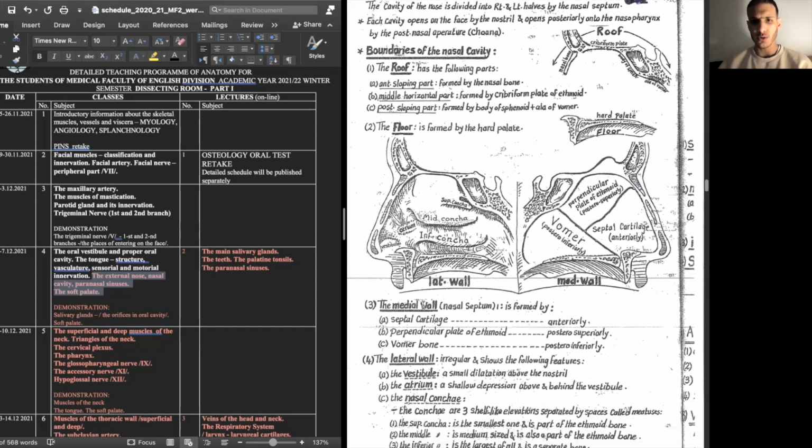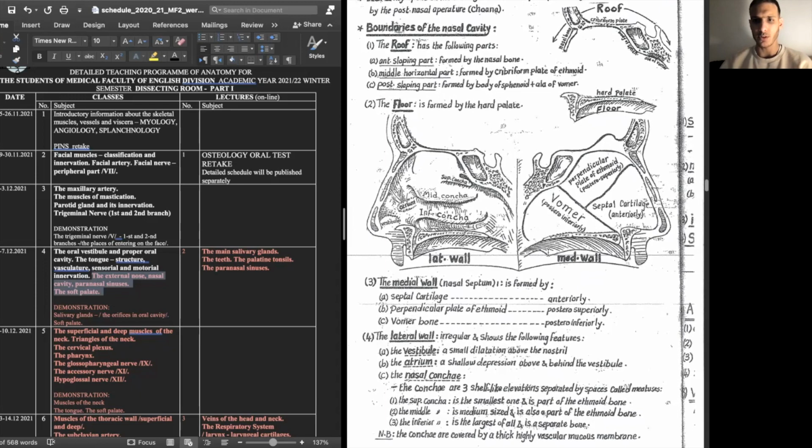And the medial wall is the nasal septum. It is formed by the septal cartilage anteriorly, right here, the perpendicular plate of the ethmoid bone, right here, posterior-superiorly, of course, and posterior-inferiorly is the vomer. The vomer bone. That's the medial wall.